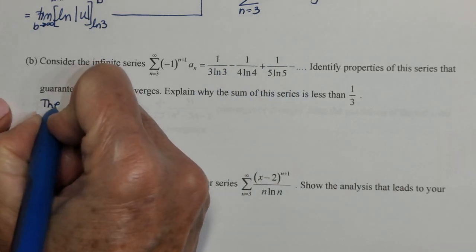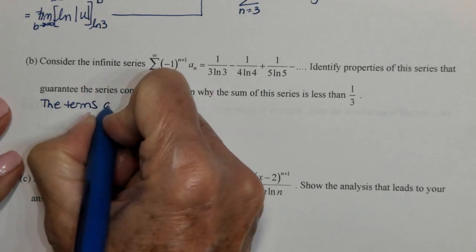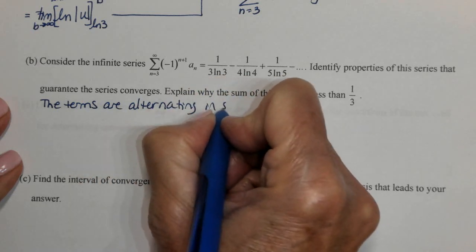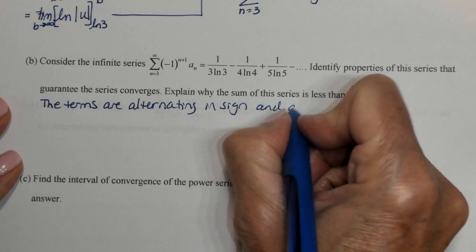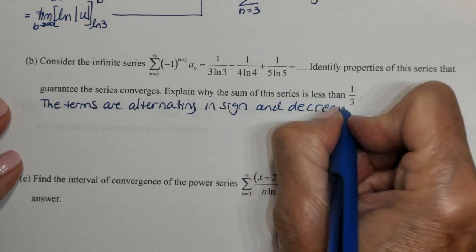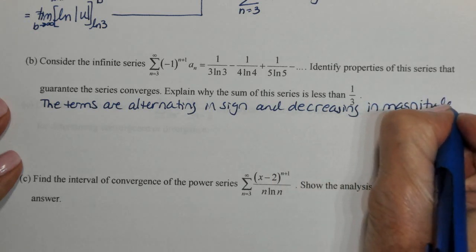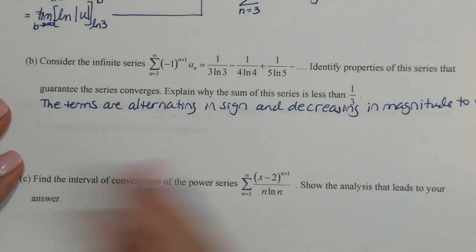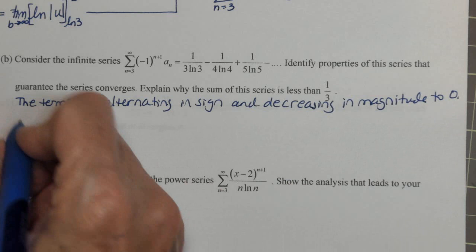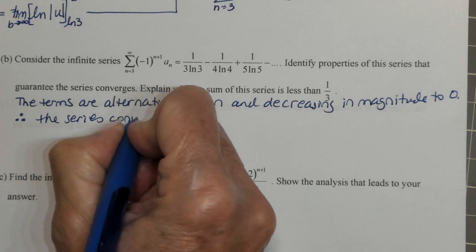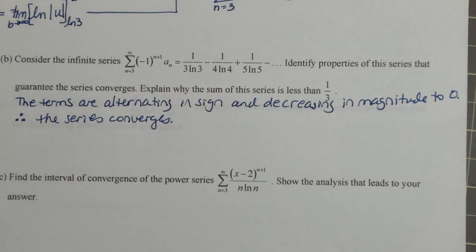The terms, not the series, the terms are alternating in sign and decreasing in magnitude to 0. Therefore, the series converges. Those are the properties of the series that guarantee that the series converges.